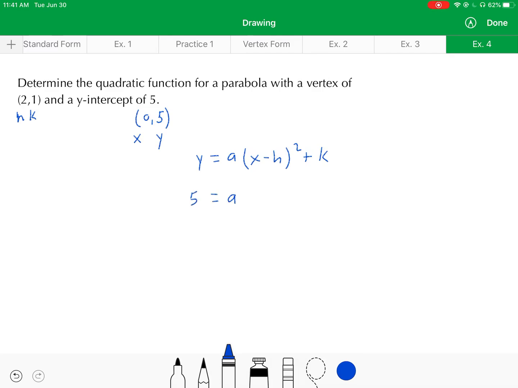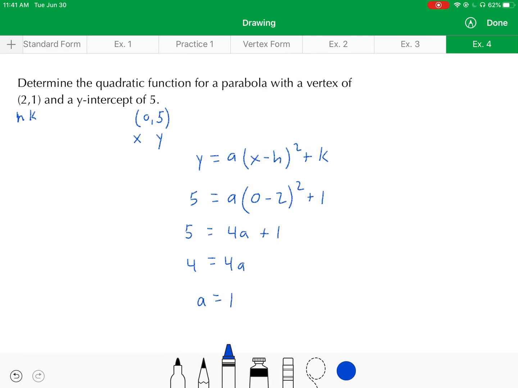Okay, so I can plug in 5 for y. I'll leave a as is. I can plug in 0 for x. I can plug in 2 for h. I can plug in 1 for k. And now I solve this for a. That's going to give me 5 is equal to 4a plus 1, or 4 is equal to 4a. A is equal to 1.